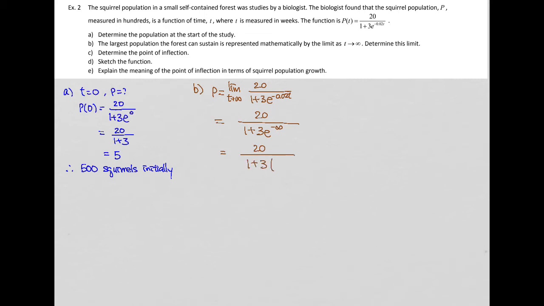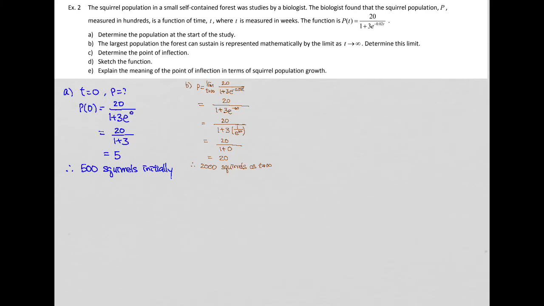Because the exponent is negative, that really means 1 over e to the power infinity. And e to the power infinity is a huge number. So 1 divided by a huge number becomes very small, which is almost 0. So we're going to have 20 over 1 plus 3 times 0, which is 0, which is 20. Because the units are in hundreds, we say there are 2,000 squirrels.